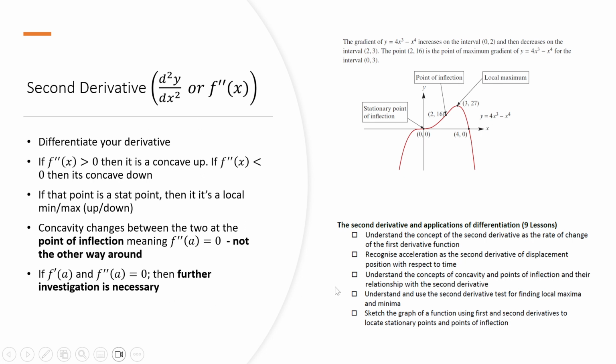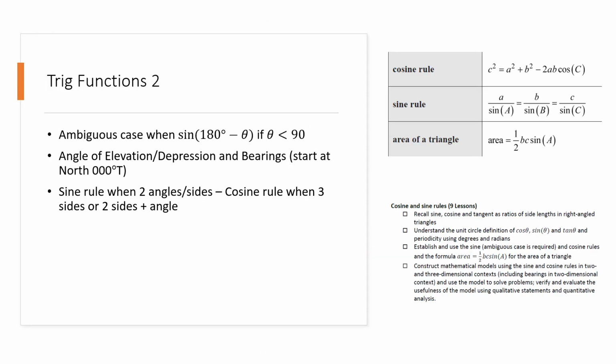Yeah, as long as you know the second derivative test, it's pretty good if you're forced to sketch in Tech 3. Otherwise, use your calculator. Trig functions too, just remember the ambiguous case and the formulas, the angle of depression and bearings. They start at north, 0 degrees true, and then the sine rule and cosine rule, just know when to use them.